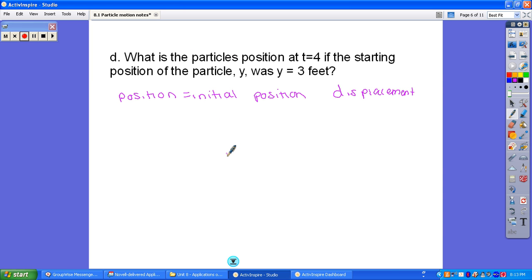So we're saying, what is the particle's position at t equals 4 if the starting position of the particle was y equals 3 feet? So we know our time interval again is from 1 to 4. And we do the integral from 1 to 4 of v of t dt, and we're not going to put absolute value because we're doing displacement and not distance, so we're going to put our function in again.